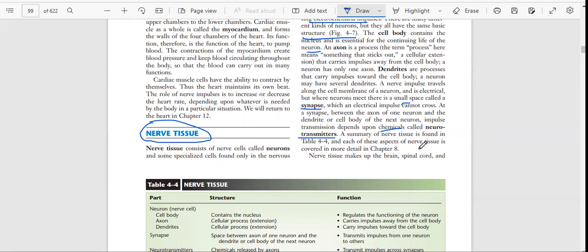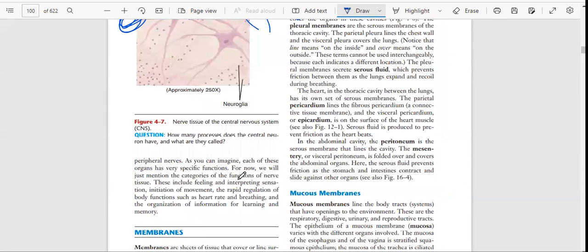A summary of nerve tissue is found in the table for each of the cell tissues. Nerve tissue makes up the brain, spinal cord, and peripheral nerves. As you can imagine, each of these organs has a very specific function. For now, we have just mentioned the categories of functions of nerve tissue. These include feeling, interpreting sensation, initiation of movement, rapid regulation of body functions such as heart and breathing, and the organization of information for learning and memory.